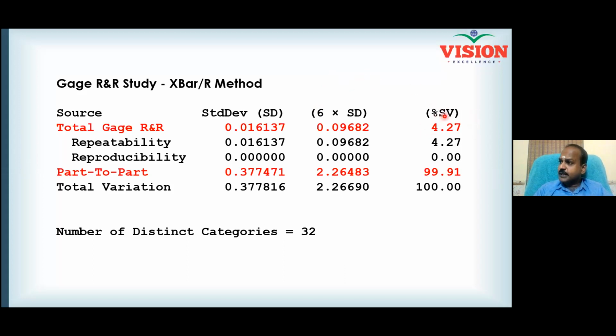And see here, this particular item talks about gauge R&R. This we want to be less than 10%. Is it less than 10% here? Yes. That means our data is error free. Error is there, but only 4%.